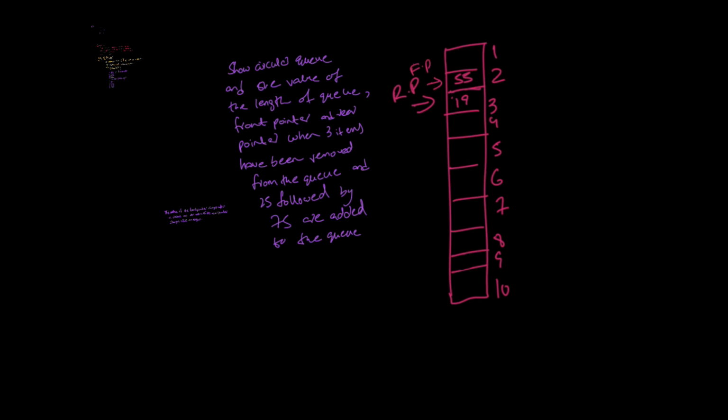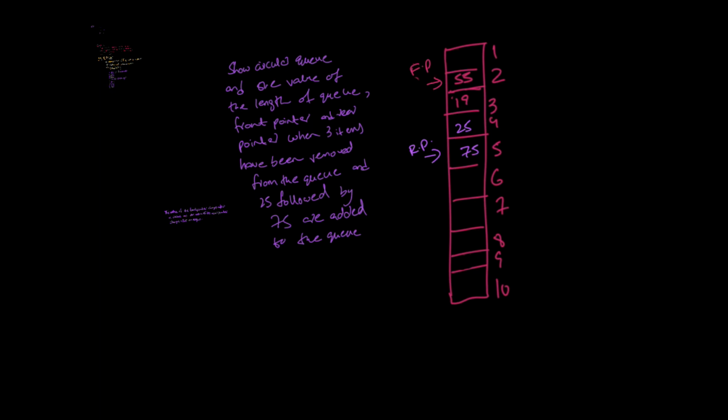Now the next part of the task is that 25 is added and then 75 is added. First we're going to add 25. Therefore our rear pointer is going to move, and the rear pointer is now pointing at 25. Then 75 is added, so our rear pointer is going to move again, and it's going to point to 75. This is how our queues work, and this is the basic functionality of a queue.